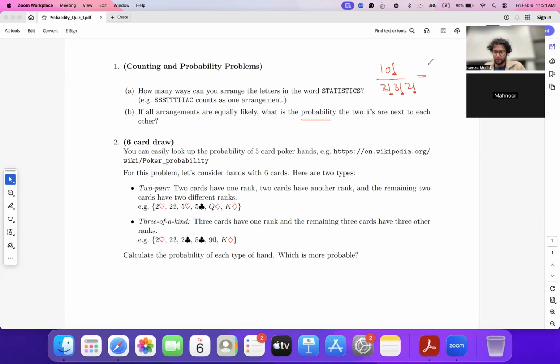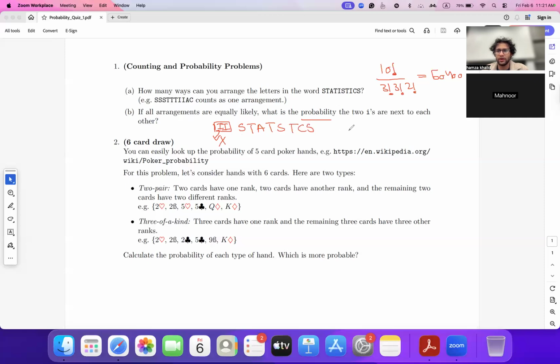So 10 factorial divided by 3 factorial times 3 times 2, 50400. Okay. And what you suggested, which is the correct approach, is that now you treat the two i's in one block as a single letter. So let's say I denote it by X. And what are the other remaining letters? Well, those are just S, T, A, T, S, T, C, S, right?